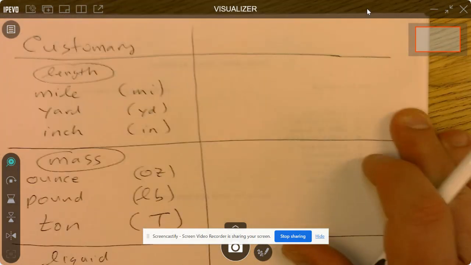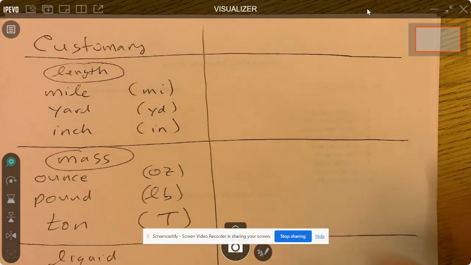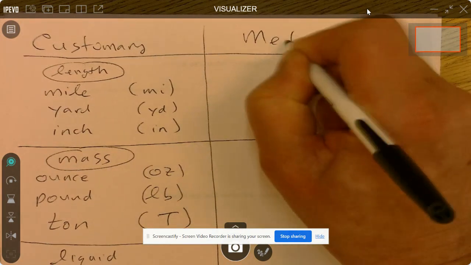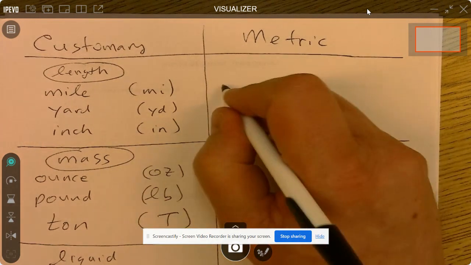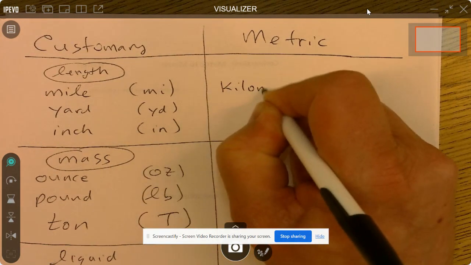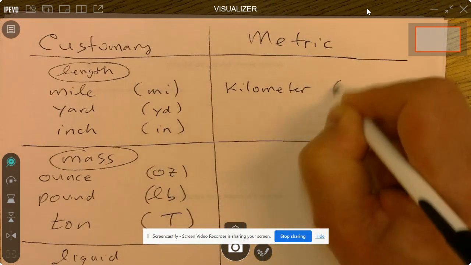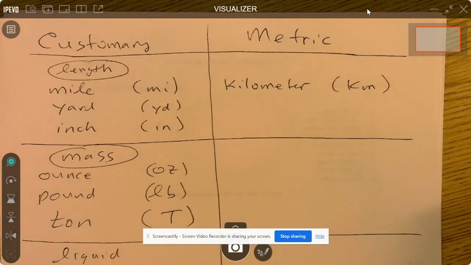Now, the customary measurements are listed as we just did. There are metric measurements that could also be listed. And the metric measurements start with kilometer. A kilometer is very similar to a mile. On the speedometer of your car, you have both kilometers and miles, I assume.